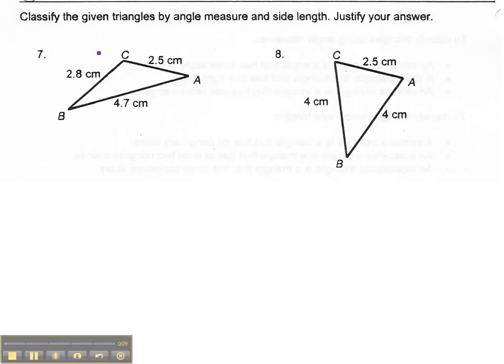The first couple of problems I'm going to do are 7 and 8. It asks us to classify the given triangles by angle measures and side lengths. And classify is just a different word for name, so we're going to name the triangles. Now, they want it by angles and side lengths.